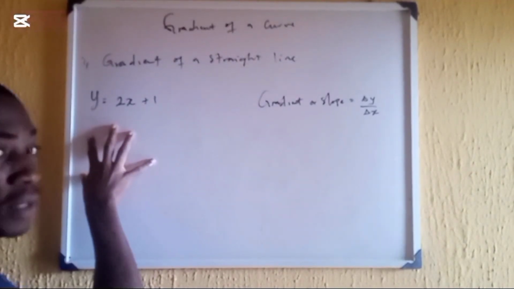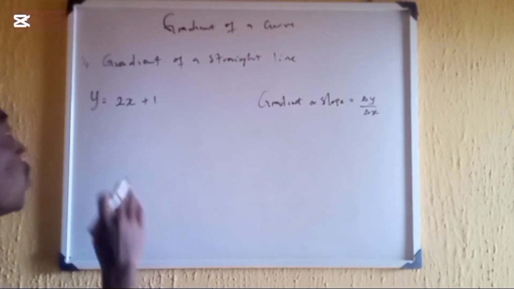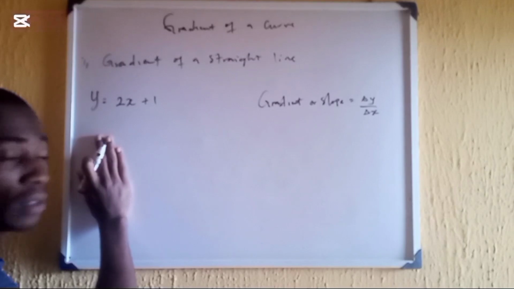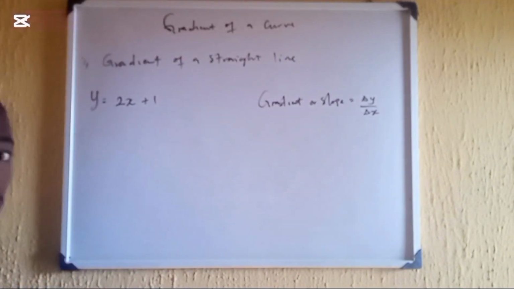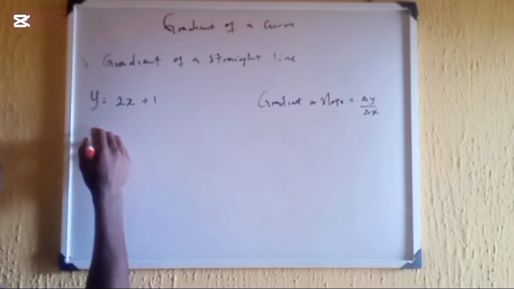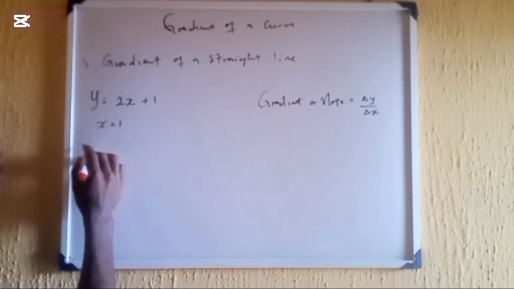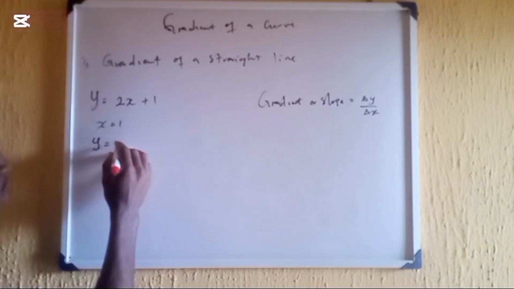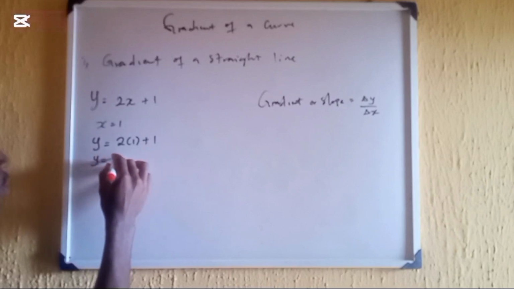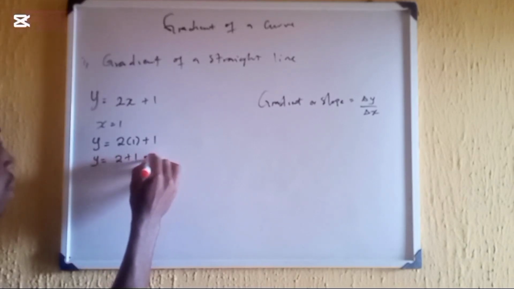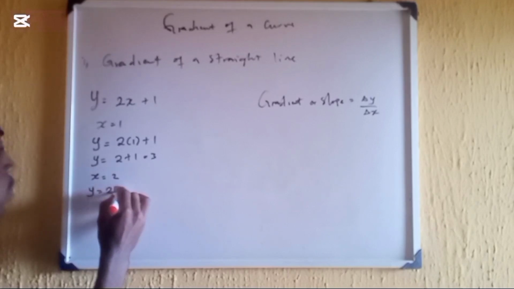Here we have the equation of a straight line, y equal to 2x plus 1. So we are meant to get the slope of this line. How do we calculate the slope of the line? We pick points for x randomly. So let's say when x is equal to 1, we'll be having that y is equal to 2 into 1 plus 1, y equal to 2 plus 1. That gives us 3.